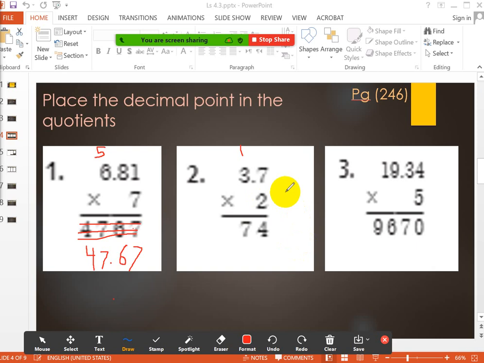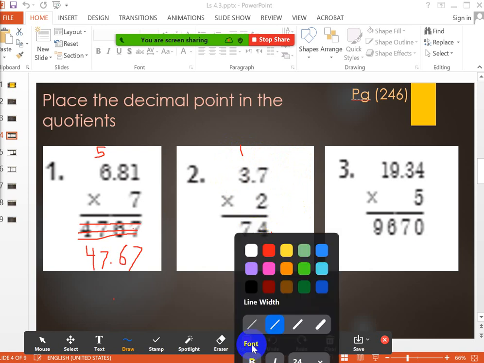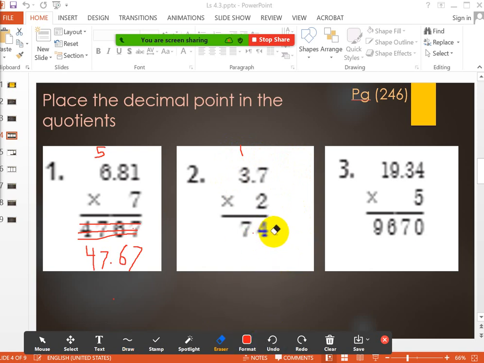Now I want to put the decimal point. Look, in the number I have only one digit after the decimal point. That means I have to put only one digit after the decimal point. The decimal point will be right here, and it will move only one digit. So the answer will be what? 7.4 tenths.